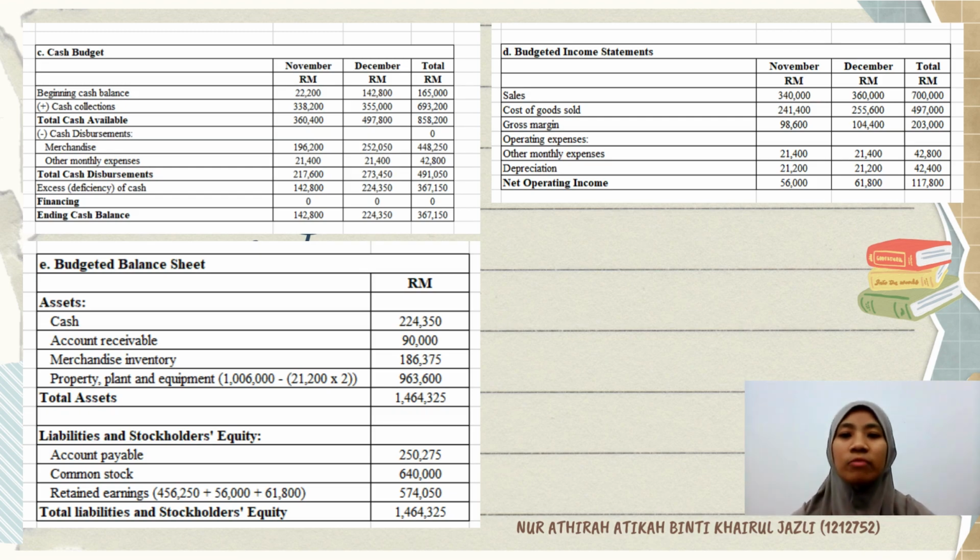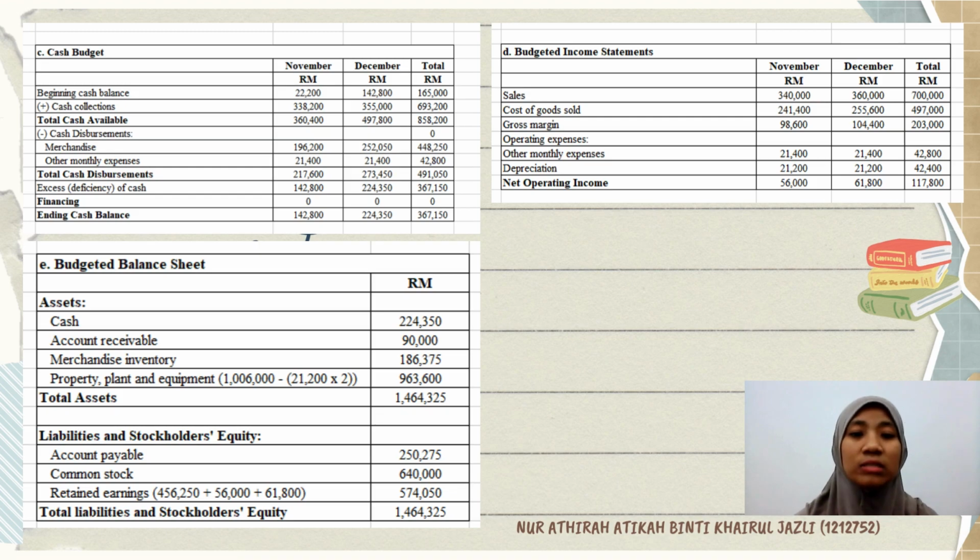And then we will move to the budgeted income statement. So for the budgeted income statement, we will start with sales. For November is 340,000, and for December 360,000. And then we will minus cost of goods sold. For November 241,400, and then for December 255,600. And then we will get a gross margin, which is for November 98,600, and for December 104,400 ringgit. And then we will minus other monthly expenses.